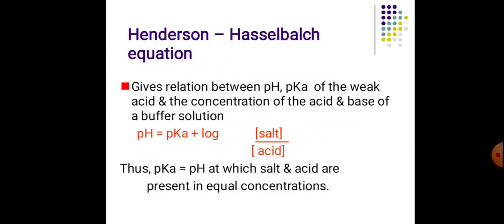Here is just a revision for Henderson-Hasselbalch equation. What is Henderson-Hasselbalch equation? It gives a relationship between pH, pKa of the weak acid and the concentration of acid and base of a buffer solution. So pH is equal to pKa plus log salt by acid. When does pKa equal pH? It occurs when the concentration of salt and acid are equal.